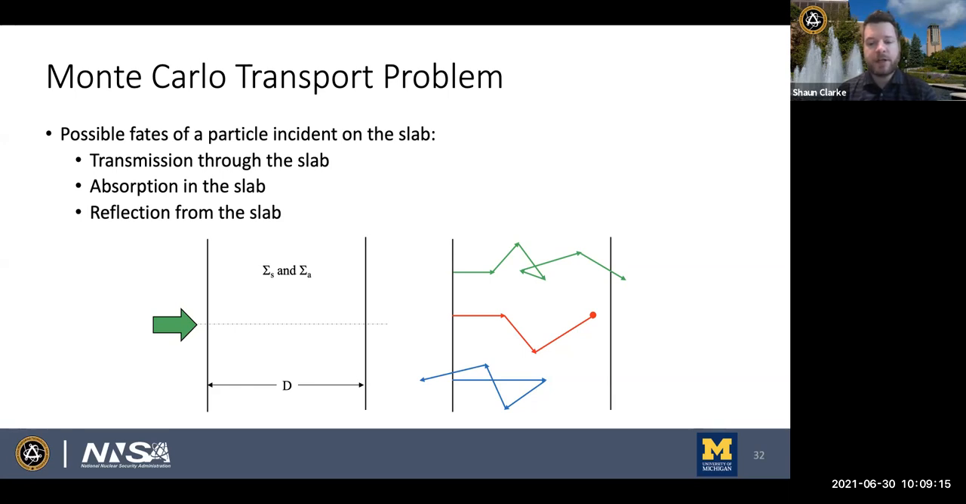So the particle track terminates before it exits the slab, and it terminates by absorption on one of the nuclei in the slab. And the blue track shows the third possibility, which is reflection from the slab. So as I said, that's the case in which a particle bounces around and leaves the slab through the same surface at which it entered.